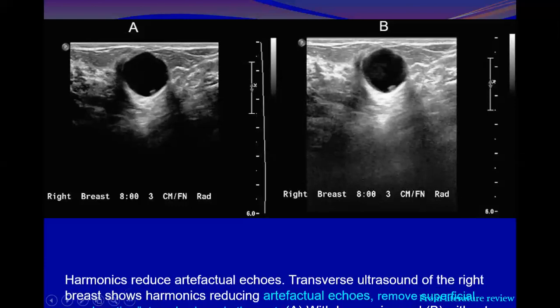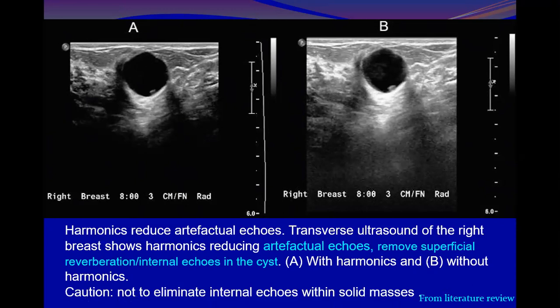So it reduces artifactual echoes, including the reverberation internal echoes or superficial reverberation echoes inside the cyst, okay? But we have to be cautious while using harmonics. Why? We don't want to eliminate internal echoes within soft tissue masses and read it as a cyst. This is one issue. Also, if you look here, what is the difference between the posterior aspect of the image in harmonics and in the image without harmonics?